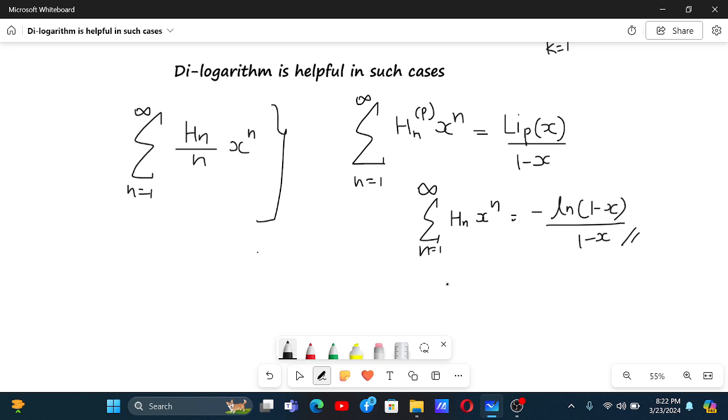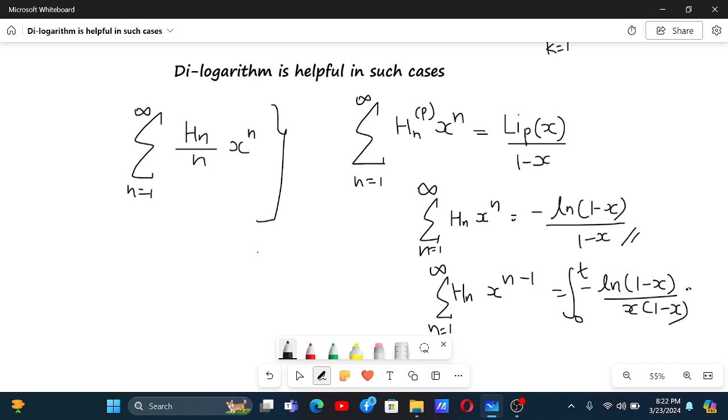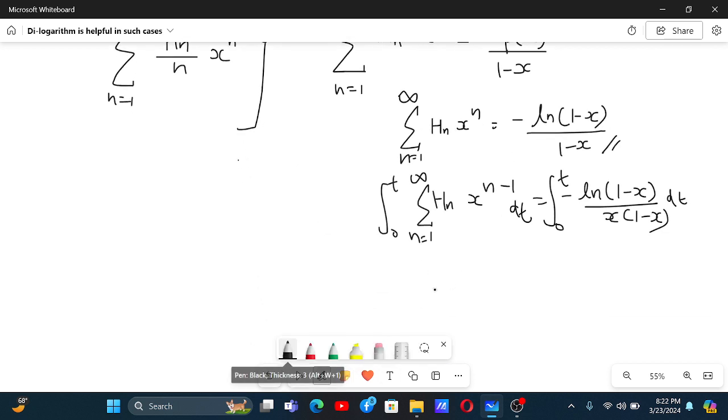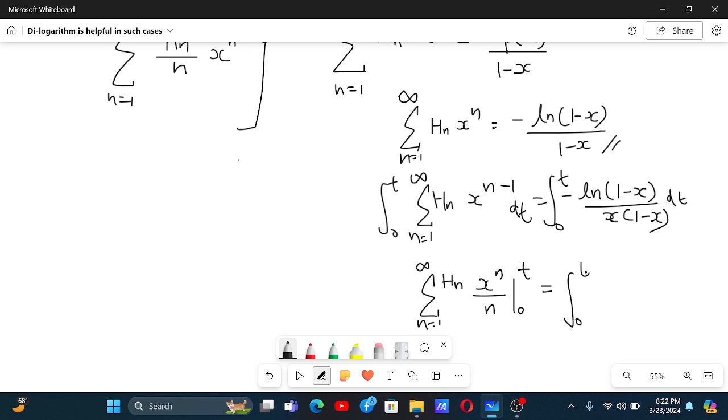Basically, if we divide by x, what do we get? From n equals 1 to infinity, H_n x to the power n minus 1 over here, and over here we get minus ln of 1 minus x by x times 1 minus x. Now we integrate both of them from 0 to t. Over here we get the required expression, which will just be the sum from n equals 1 to infinity of H_n x to the power n by n, from 0 to t. And over here is the thing that we need to find out.